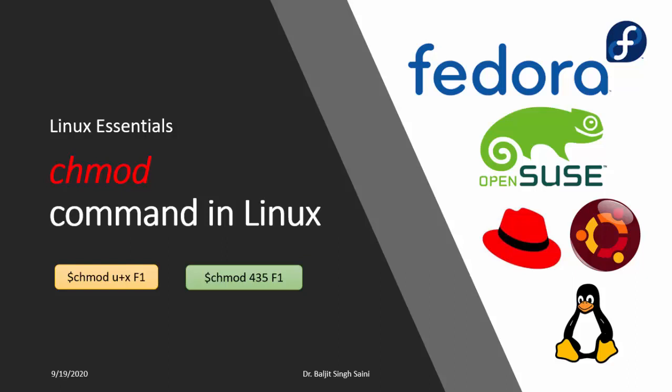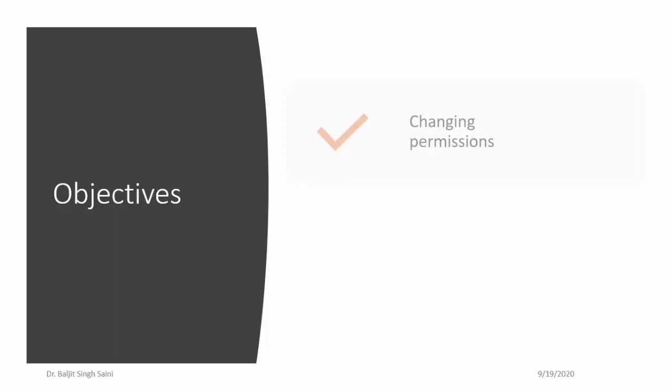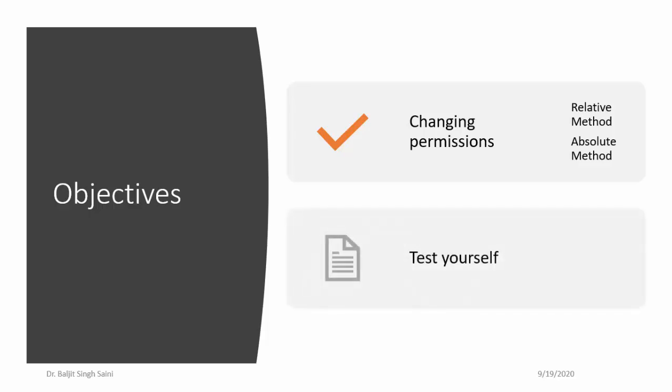The change mode command is used whenever we want to change the permissions either on a file or on a directory. Now there are two methods in which we can use the change mode command. One is the relative method and second is the absolute method. So we are going to discuss both these methods in this video. Finally, we will also test our understanding by answering a few questions.